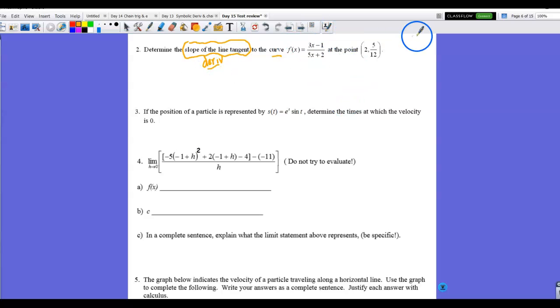And now we got to play I Spy. I spy with my little eye. When I'm looking at this expression, hopefully you see a quotient. So we're going to need the quotient rule. So I'm going to do down d up minus up d down over down down. So I have down, 5x plus 2, d up, 3, the derivative of up, minus up, 3x minus 1, d down, 5.